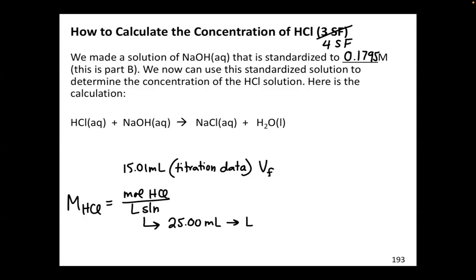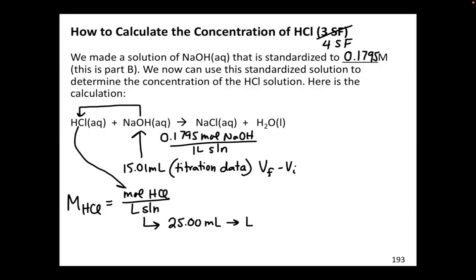That's the V final minus the V initial. So from the volume of sodium hydroxide, I'm going to use the molarity, that's 0.1795 moles of sodium hydroxide per 1 liter of this solution. We're going to start with the volumes of sodium hydroxide, multiply it by its molarity, and we can use the mole-to-mole ratio to calculate the moles of hydrochloric acid. Let's do that.